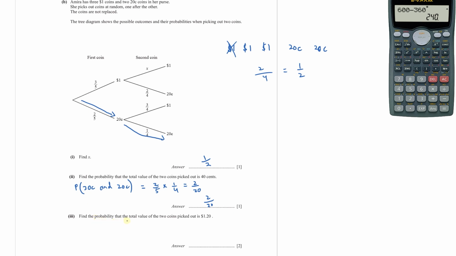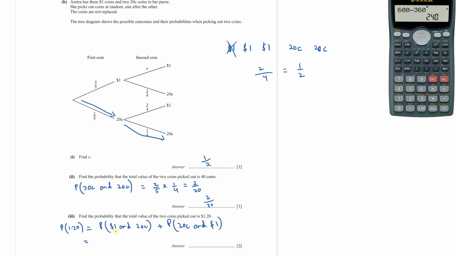Part 3 is find the probability that the total value of the two coins picked out is $1.20. So how can you get $1.20? So that means the probability of $1.20 equals the probability that you pick $1 and then you pick 20 cents. So that will be $1.20. But you can also get $1.20 if you get 20 cents on the first try and $1 on the second try. So the probability of getting $1.20 is the probability of getting $1 and 20 cents, or 20 cents and $1. So you'll add these two probabilities.